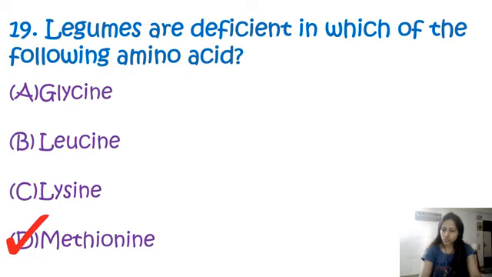Why? Because it is rich in methionine but deficient in lysine. That is why it can provide a complementary balance with the essential amino acids in our diet. That is why with legumes grains are taken.